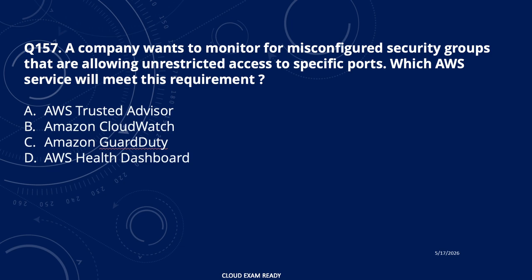If we see Health Dashboard, it will not show the misconfigured groups. GuardDuty is also not an option, and option B, CloudWatch, is not an answer. So the answer will be option number A, which is AWS Trusted Advisor.